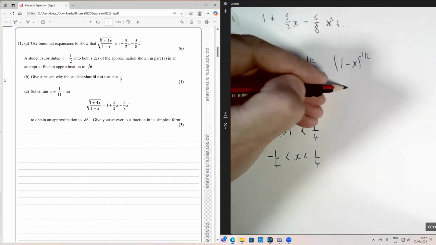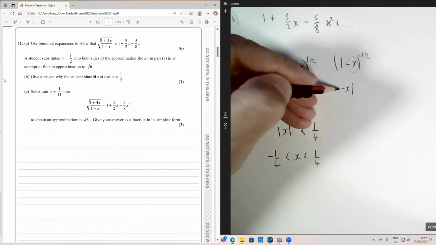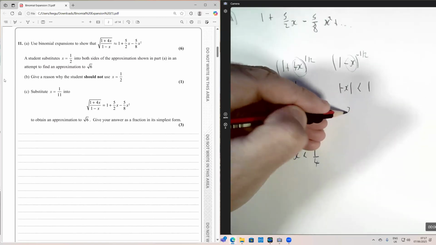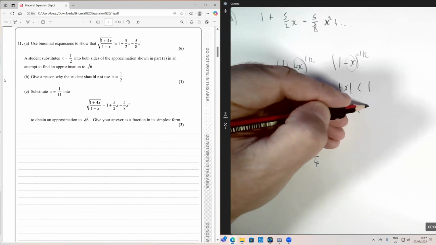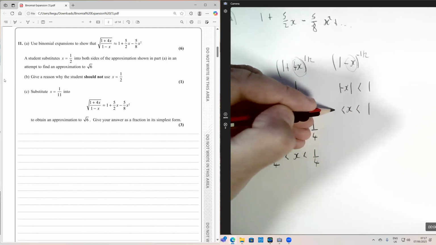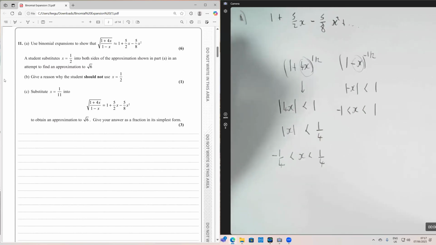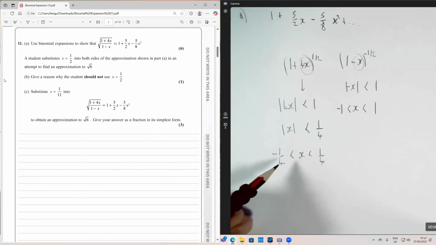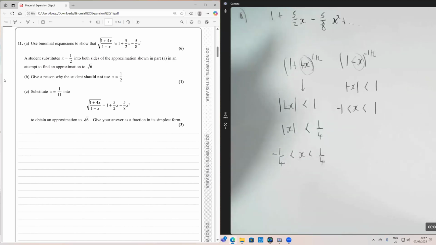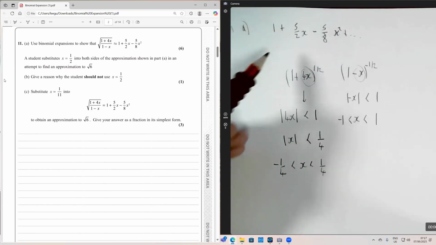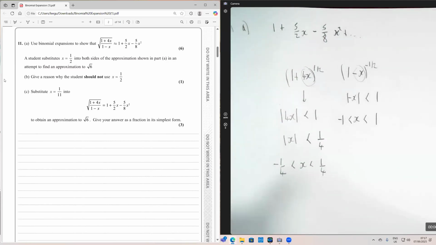This one is valid for, again, we look at the x, okay? So we put the magnitude there, or the absolute value there. So we've now got that this means that x is valid for less than 1 but greater than -1. Now this particular question is asking us, why should the student not use x is equal to 1/2? And the answer is because x is equal to 1/2 is outside the range for which this expansion is valid. And remember, this combined expansion here is made by multiplying these two together.